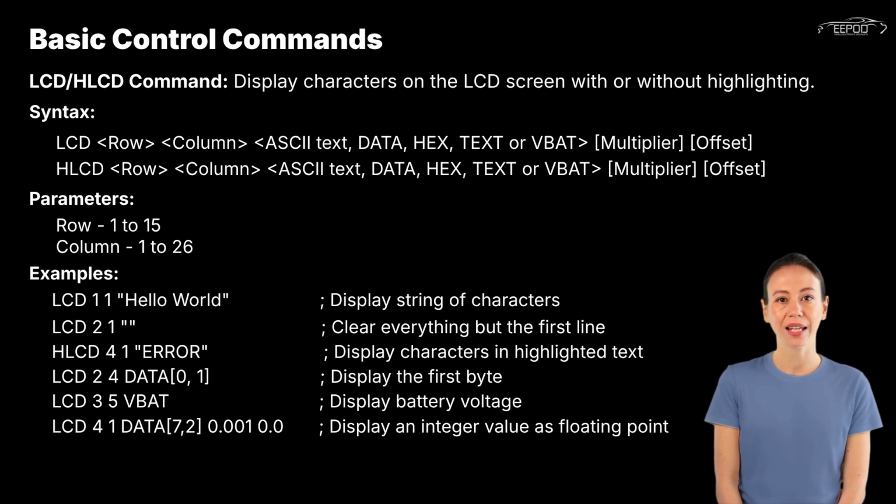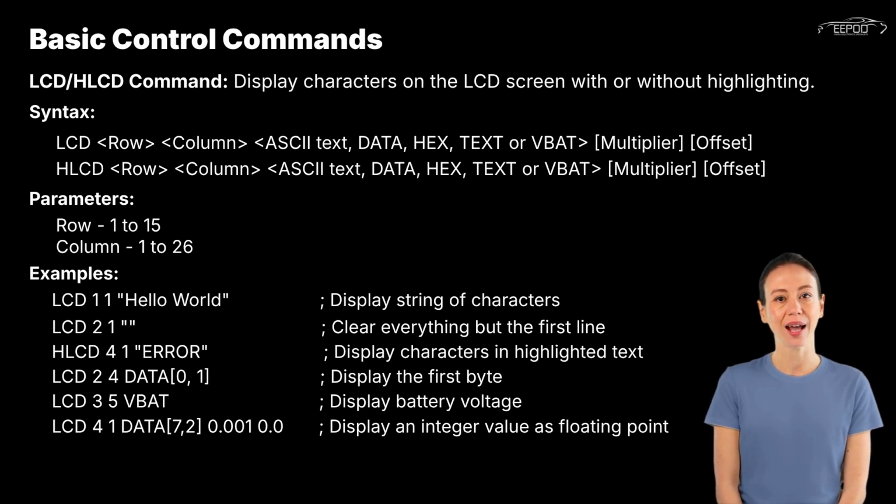This means take a 2-byte value starting at index 7, multiply it by 0.001, for example, converting millivolts to volts, and add an offset of 0.0. This is super useful when you want to clean up engineering values without rewriting scripts.